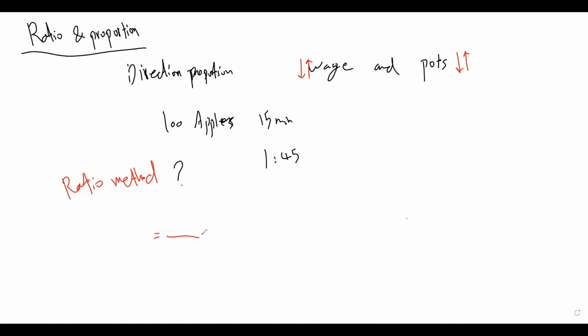Before you do anything, you have to convert the time so that the unit of the time is the same. Here it is minutes. However, here we have a problem: it's 1 hour 45 minutes. If you convert it to minutes, that would give us 105 minutes, because 1 hour is 60 minutes and we have 45 minutes already here. So in total, we get 105.